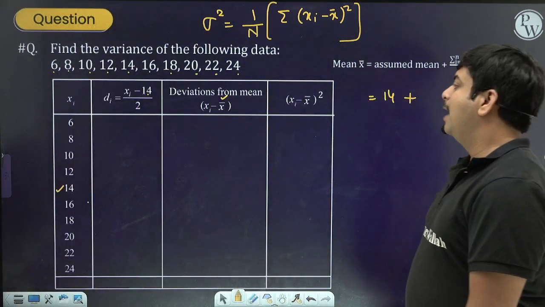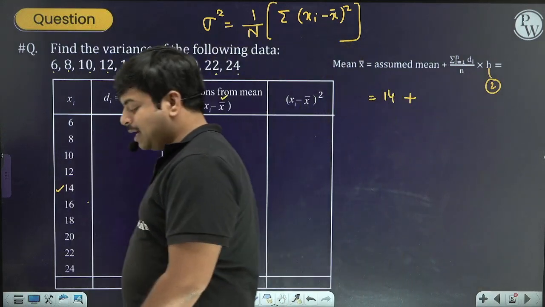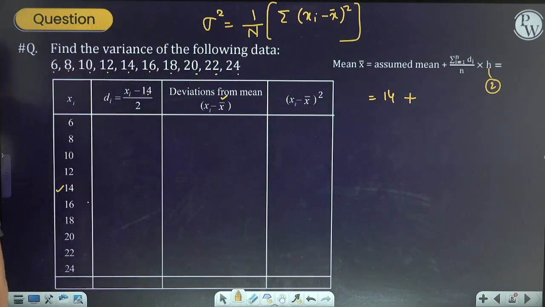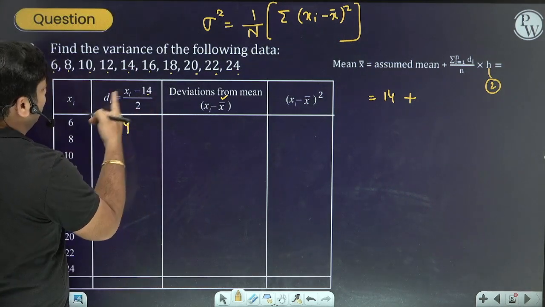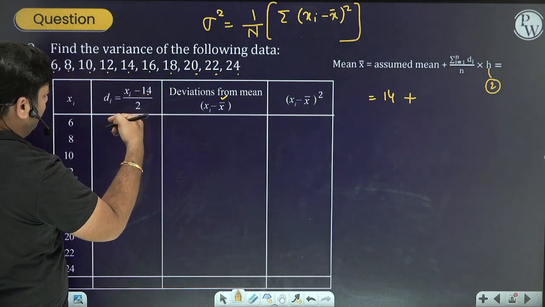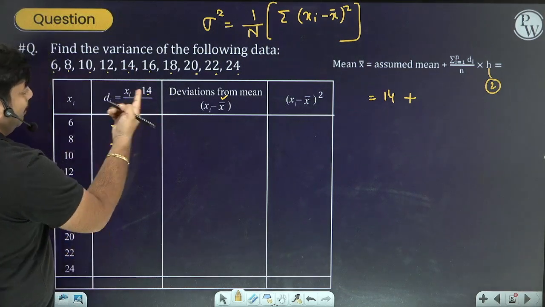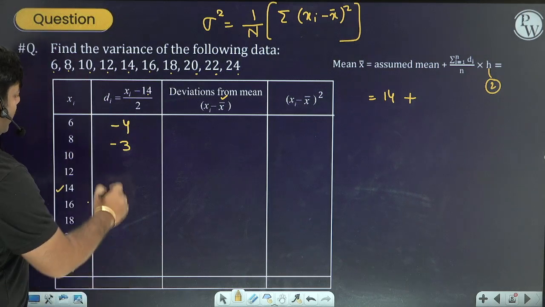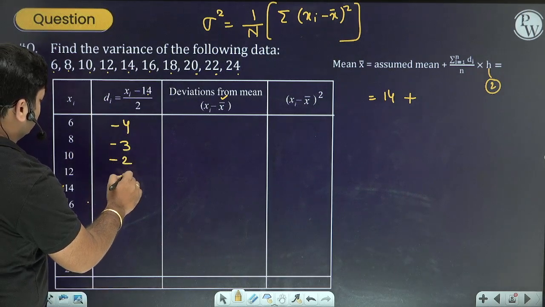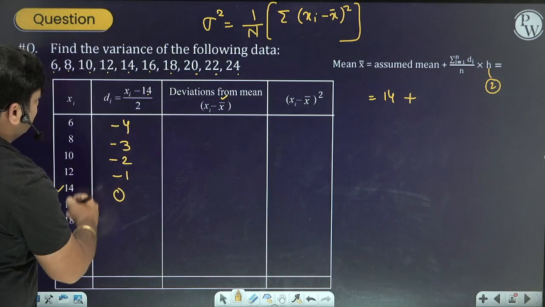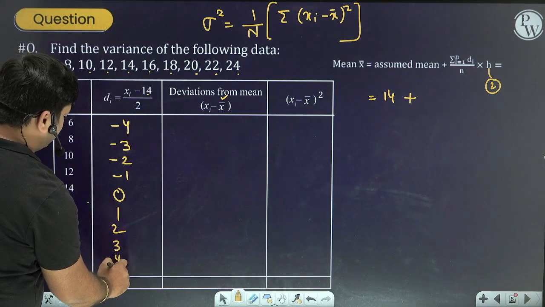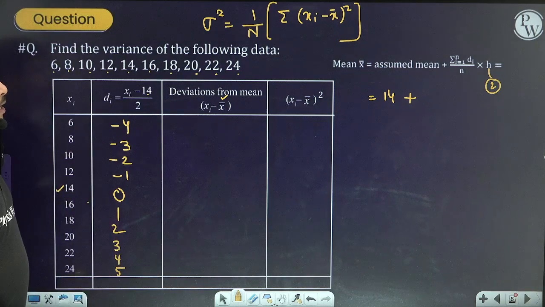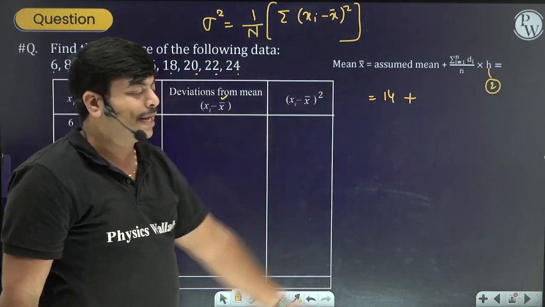So, Xi minus 14 by 2. 6 minus 14 is minus 8, minus 8 by 2 is minus 4. 8 minus 14 is minus 6, minus 6 by 2 is minus 3. 10 minus 14 is minus 4, by 2 is minus 2. 12 minus 14 is minus 2, by 2 is minus 1. 14 minus 14 by 2 is 0. 16 minus 14 by 2 is 1. This is 2. This is 3. This is 4. This is 5.